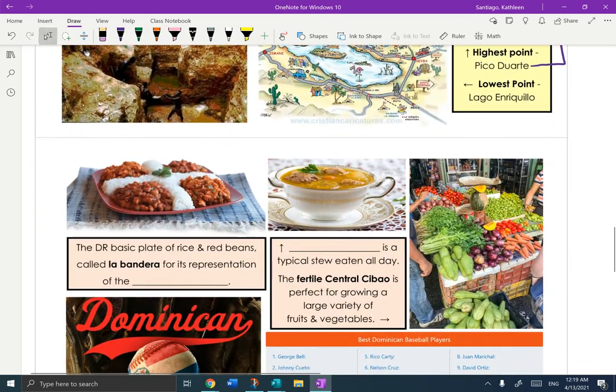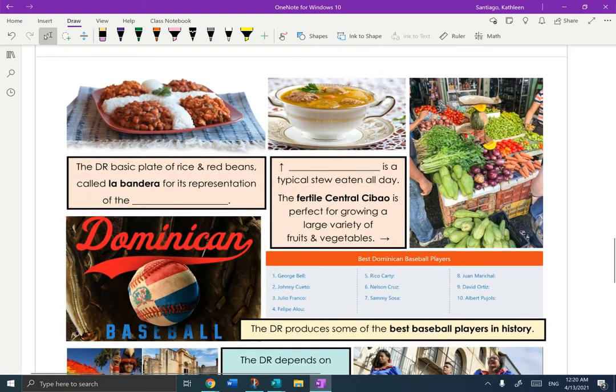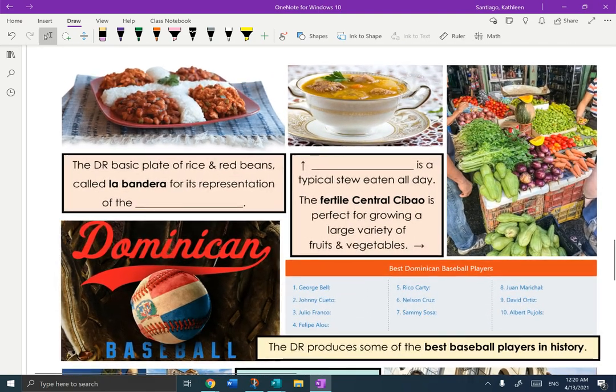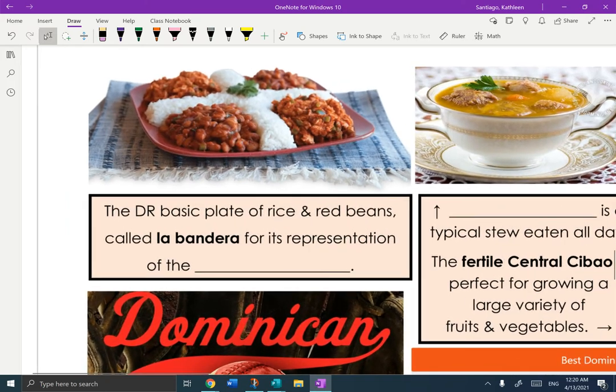On page 3, let's start with La Comida. So in La Comida, we've talked about how basic rice and beans are to all of the Latin American countries and the Caribbean. So the DR's basic plate of rice and beans is called La Bandera for its representation of the Dominican Republic and their flag. If you look at the way the rice is set out, it looks like the Dominican Republic flag.